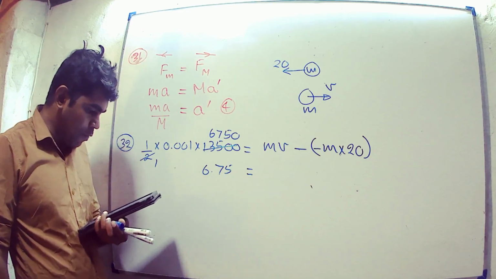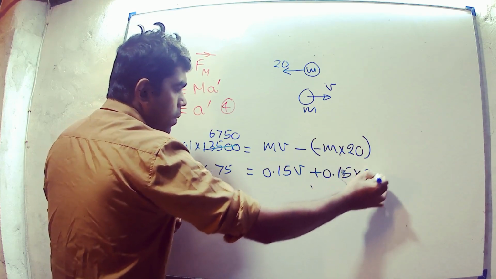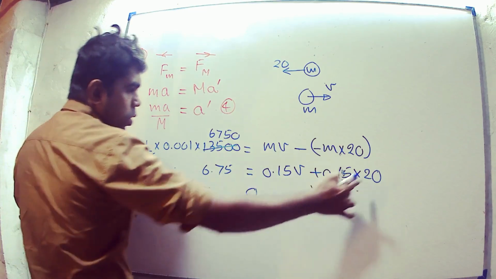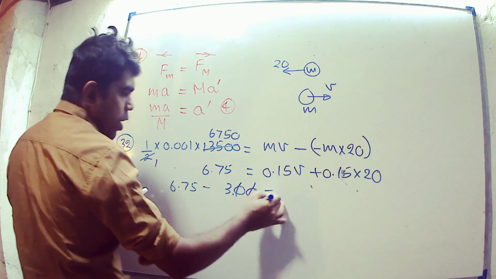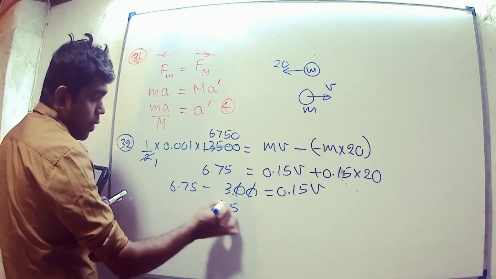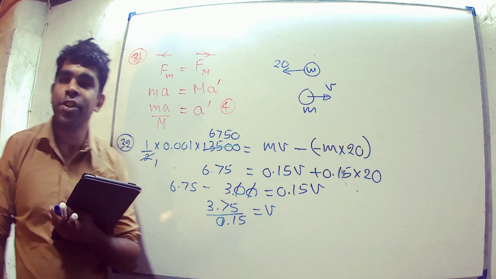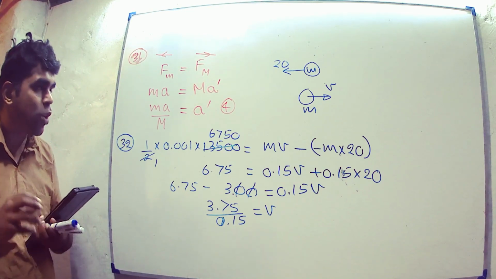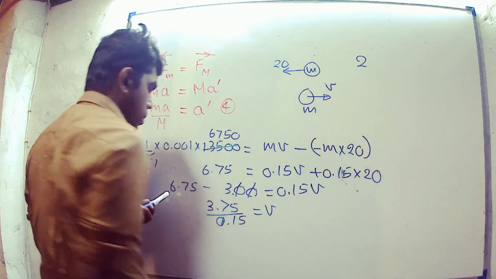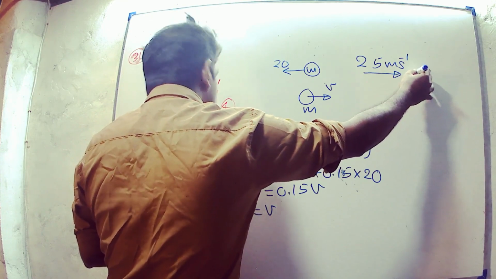The mass of the ball is 0.15 kilograms into v minus, into minus, plus 0.15 into 20. Then I will multiply this term and take it to the left hand side. 6.75 minus 0.15 into 20, which is 3. We have to separate 2 decimal places. 0.15 v equals 3.75. Then divide 3.75 by 0.15. There are 2 decimal places in both numerator and denominator, so we can divide without the decimal places. 37 divided by 15, 2, 7 remaining, 75 divided by 15, 5. 25 meters per second. Then the answer should be 2 for question number 32.